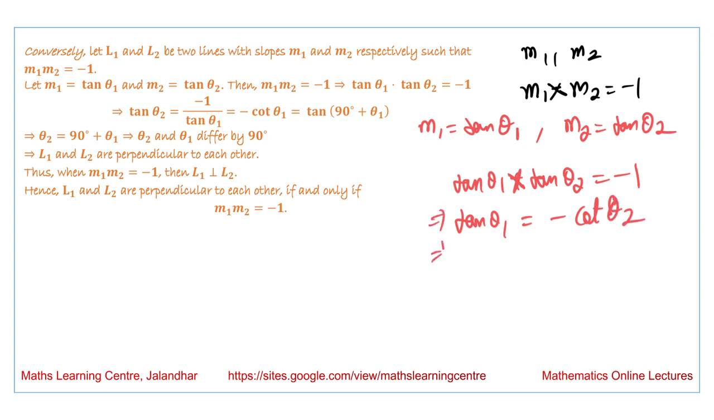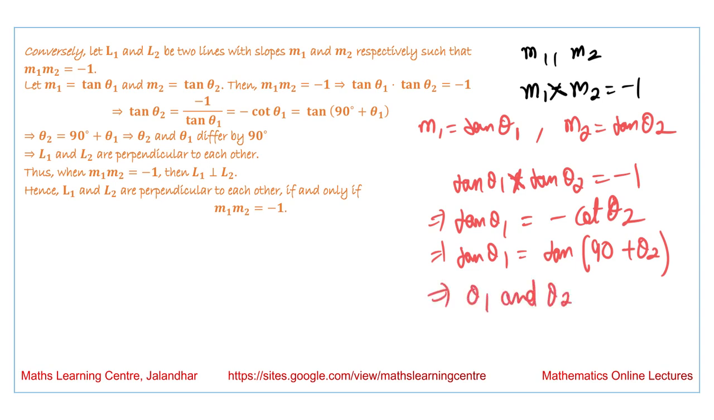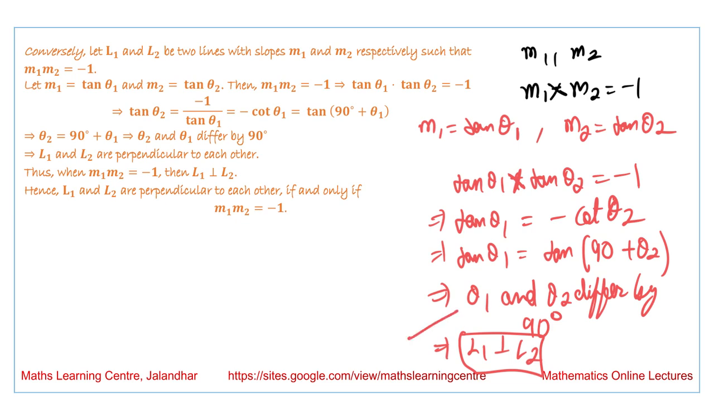This implies tan theta 1 is equal to tan of 90 plus theta 2, and this implies that theta 1 and theta 2 differ by 90 degrees, and this implies that L1 is perpendicular to L2. So this is the converse part that we have. Combining both these results, we obtain L1 and L2 are perpendicular to each other if and only if m1 into m2 is equal to minus 1.